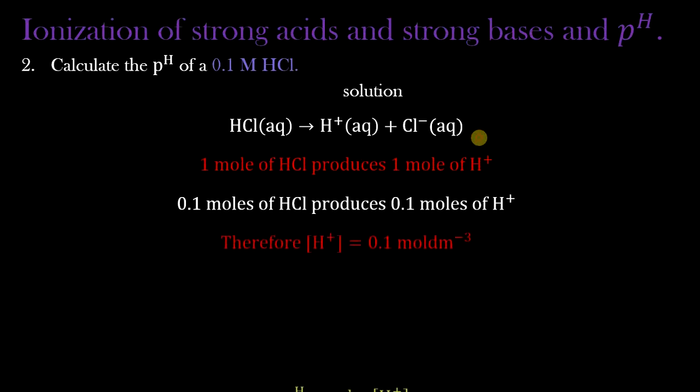And if we substitute in our pH expression, which is the negative logarithm to base 10 of molar concentration of hydrogen ions, we shall obtain our pH value of 1.0. So which means the pH of a 0.1 molar HCl is 1.0. And that is all for this question.